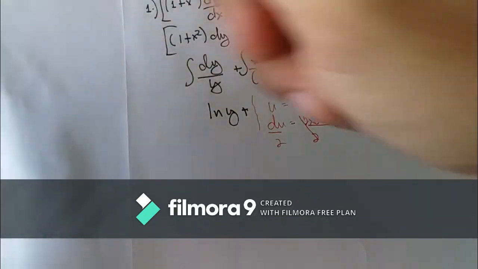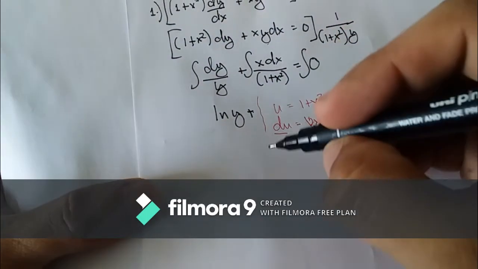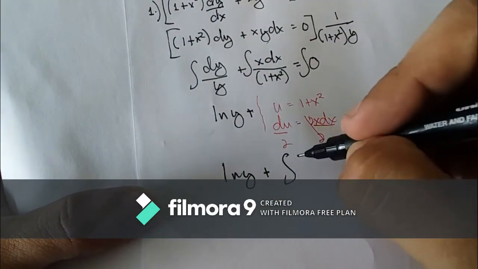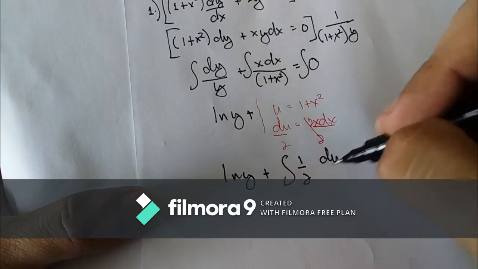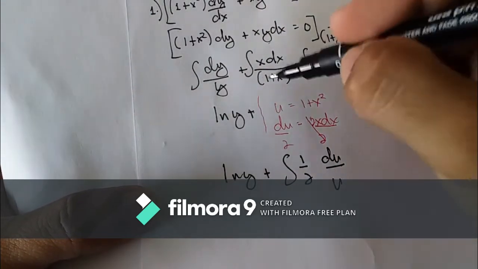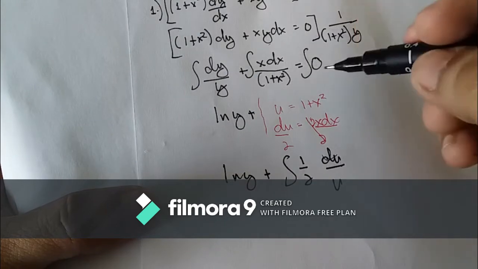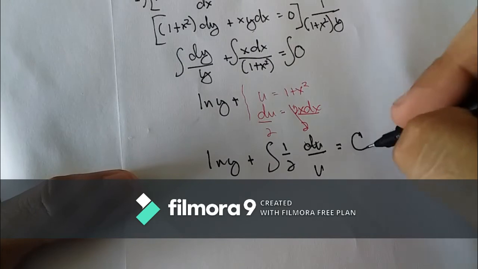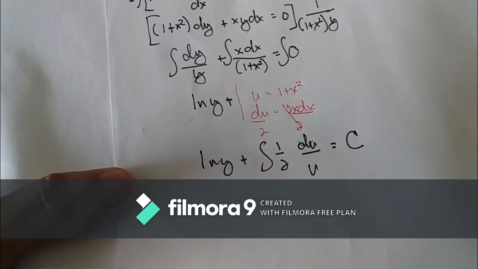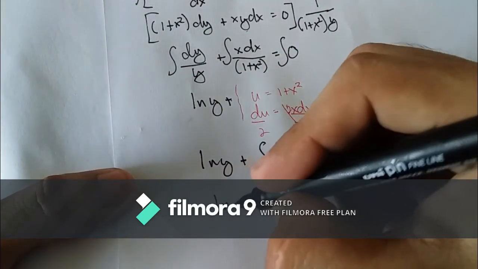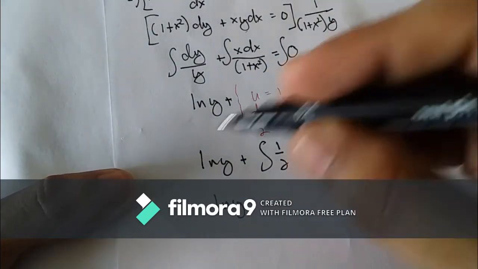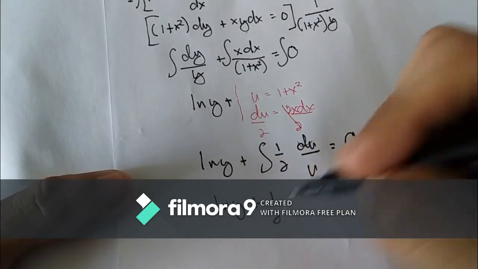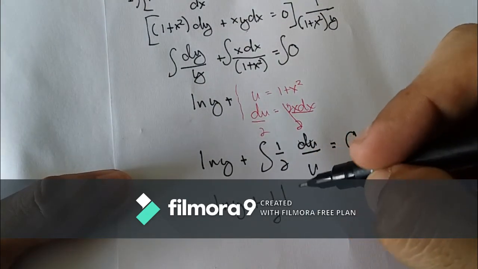So from the original expression, what will happen is ln y plus the integral of 1/2 du over u. This is our u, and the du is equivalent to x dx, or du over 2. Then of course the integral of 0 is a constant. So the integral of dy over y is ln y, and 1/2 the integral of du over u is 1/2 ln u.